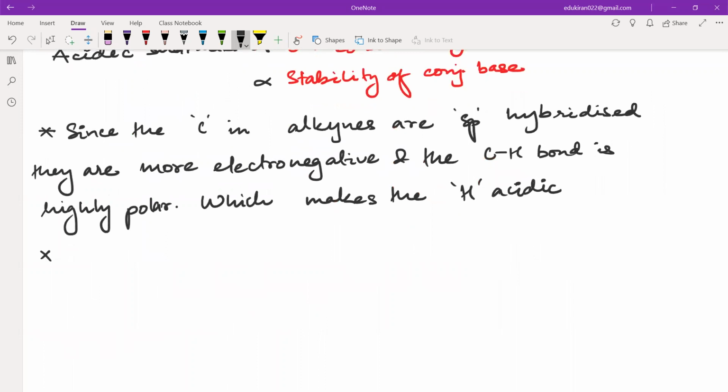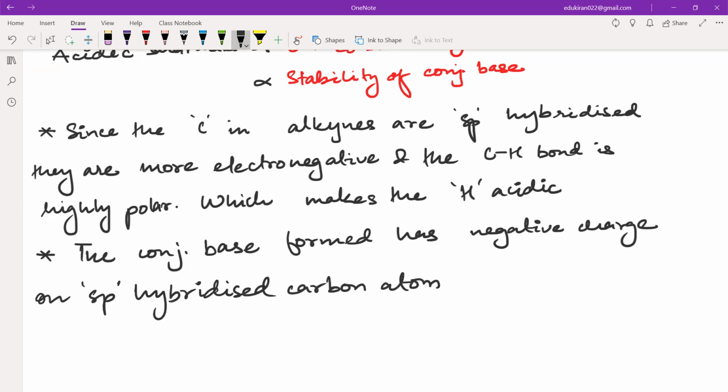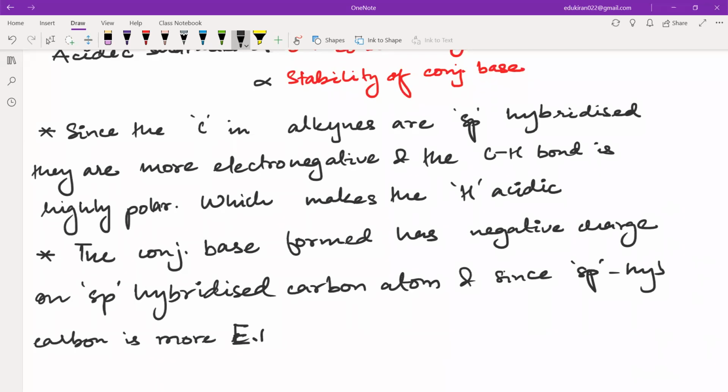Next point. The conjugate base formed has a negative charge on an sp hybridized carbon atom, and since an sp hybridized carbon is more electronegative, it can easily bear a negative charge.